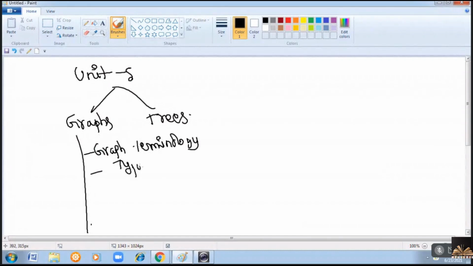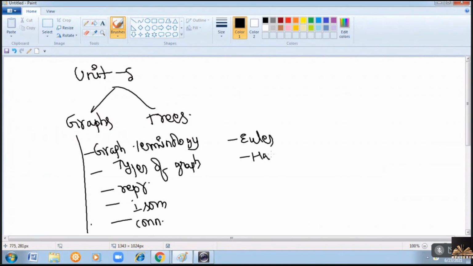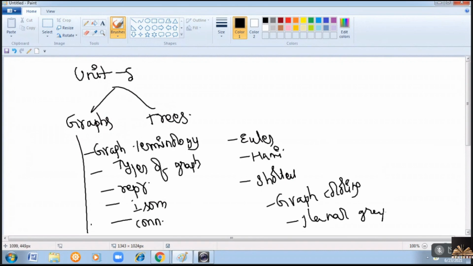Types of graphs, representation of graphs, graph isomorphism, connectivity, Euler's path and Hamilton path, shortest path problems, graph coloring and planar graphs. So we'll be discussing all this in the first part. In today's class, I'll tell you what graph terminology is, and what the different types of graphs are. Shall I start?